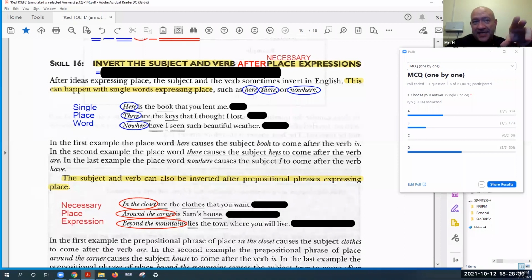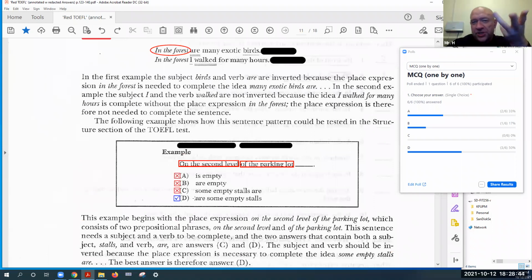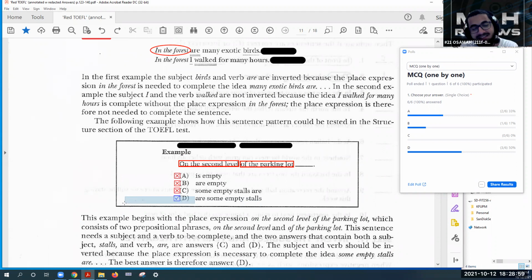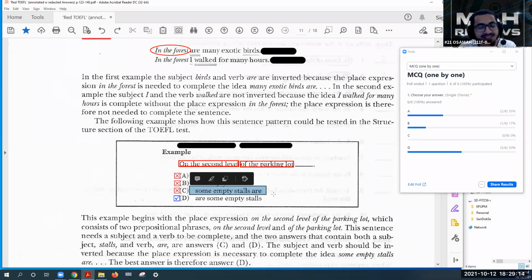But the idea is, why do we invert? What's the reason to invert? Why do we put the verb and then the subject here? Well, because the place expression will complete the idea. Yes. And here it is "are" because the subject is "stalls." That's right. You can't say "some empty stalls are." Are what? It's not complete. All right, let's move on.